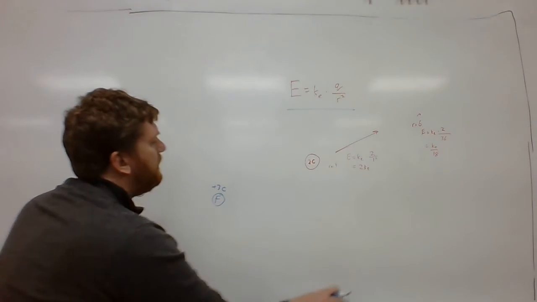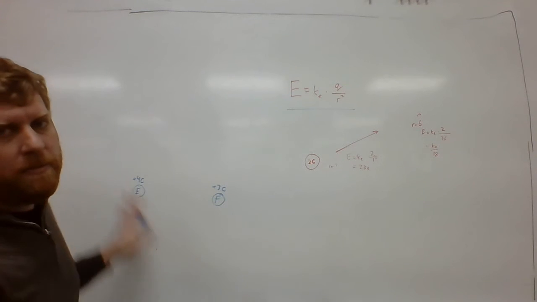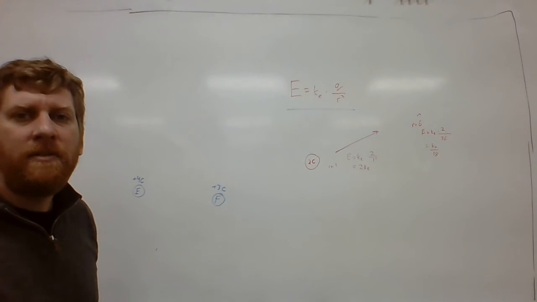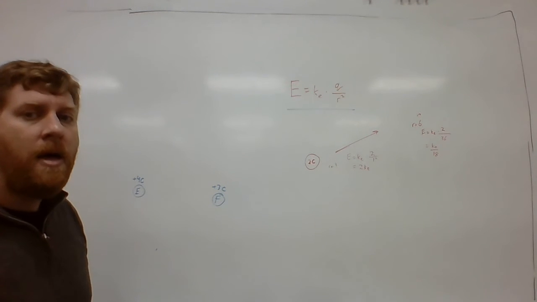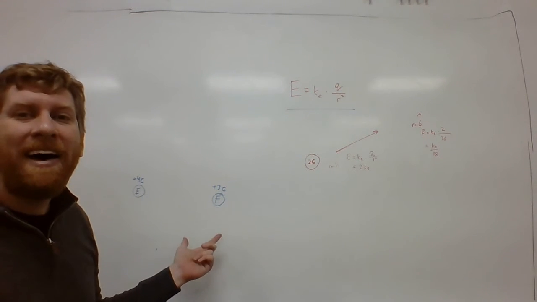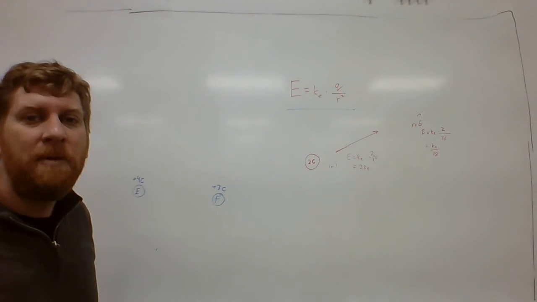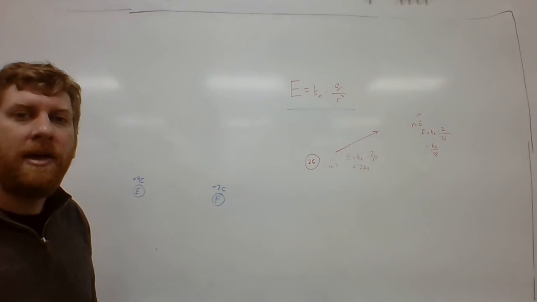So again, these are two positive charges. Yes, they repel each other. I don't care. I'm not asking for that. I'm saying, where is the electric field 0? That means we're pretending that these are nailed down for just a moment in time, and we want to know if there's a point where the electric field is 0.